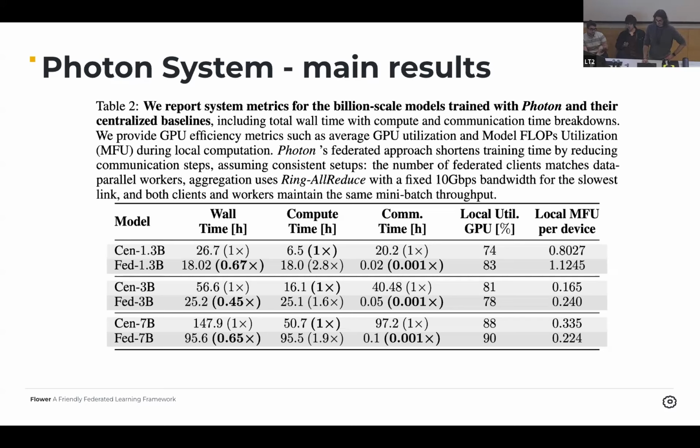I would like to add one more element here, which is that you can end up with quite good utilization locally for federated, as we can tell from the MFU. That is simply because you don't need to wait for the communication. We can just do a gradient descent step locally without communicating.